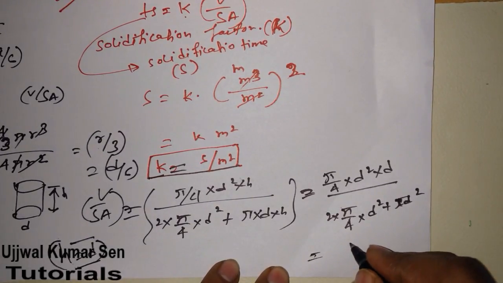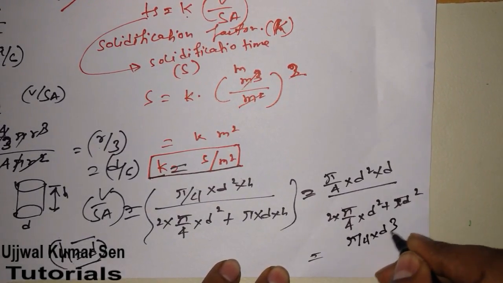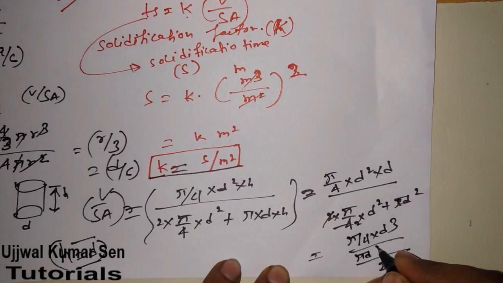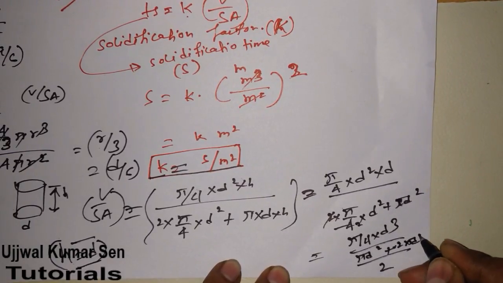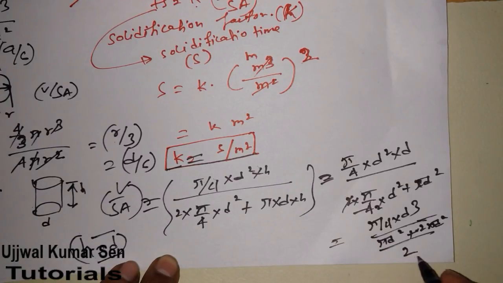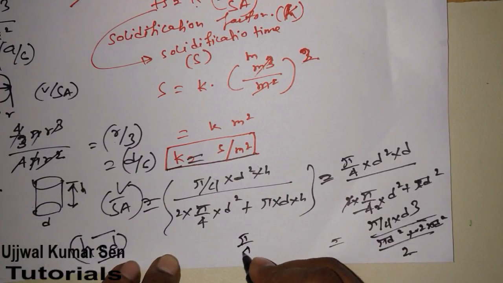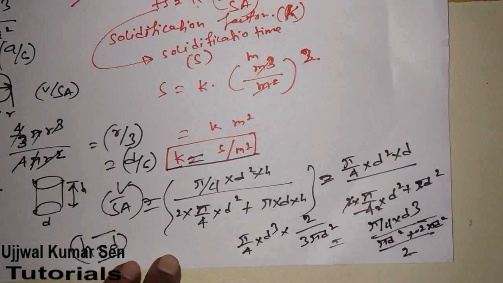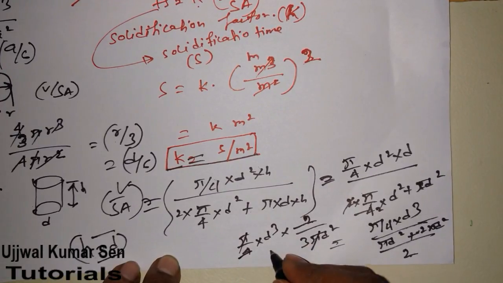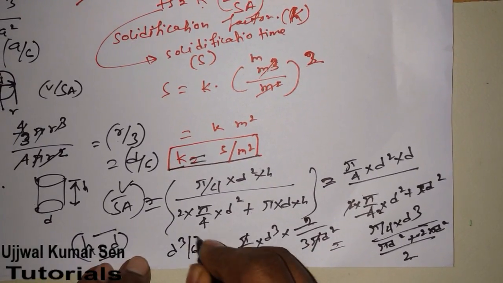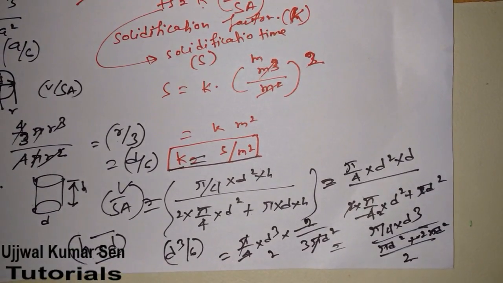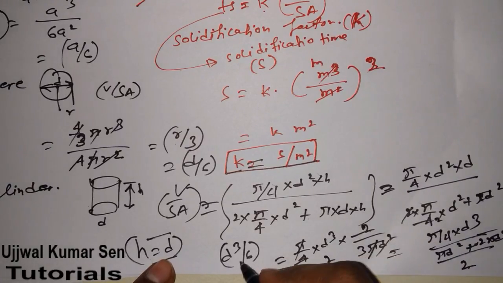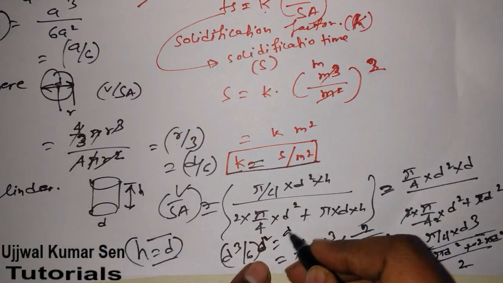So what we got here: pi by 4 into d cube, and taking 2d common, it's pi d square plus 2 pi d square. Therefore pi by 4 into d cube over 3 pi d square by 2. Pi gets cancelled, 2 by 2, so the remaining would be d cube by 6. Now, the most important thing we can notice here: it's not d cube basically, it's d cube by 6 d square, so d by 6 would be remaining.